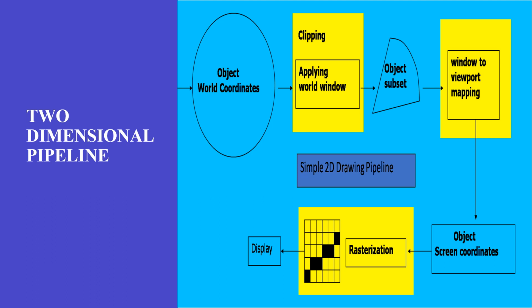This is a simple 2D drawing pipeline, consisting of object world coordinates, clipping, where we can clip elements by applying the world window. Then it is sent to the object subset. Next, a window to viewport mapping. From window to viewport mapping it is sent to the object screen coordinates. Then at the object screen coordinates, rasterization takes place, and finally the display object will be represented.